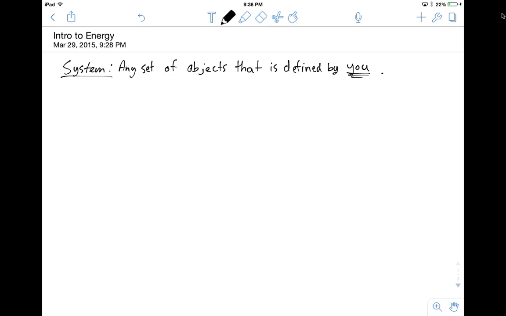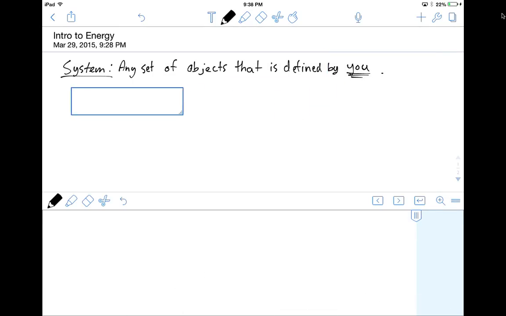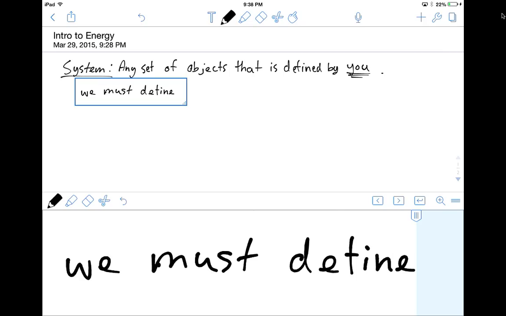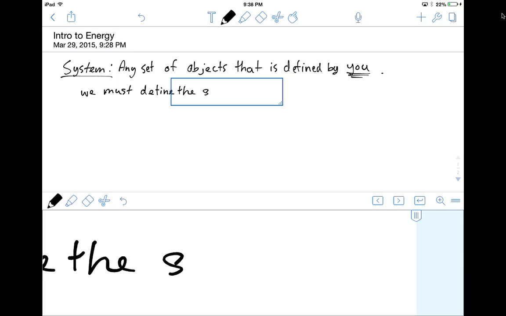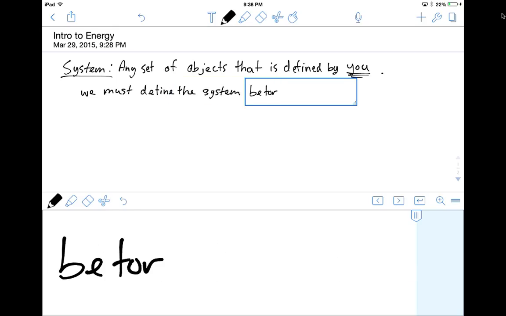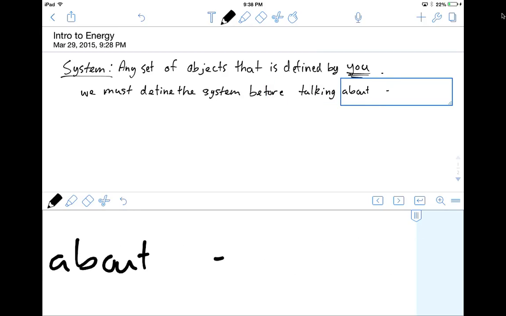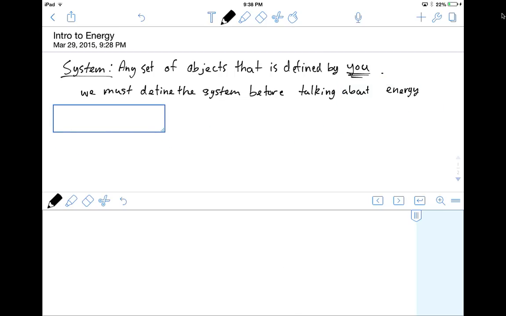And so I'm going to put a secondary note here that says we must define the system before talking about energy. Okay, so that's a system. Now that we've defined systems, and that's going to be the first thing you do in your lab, next we can define energy.